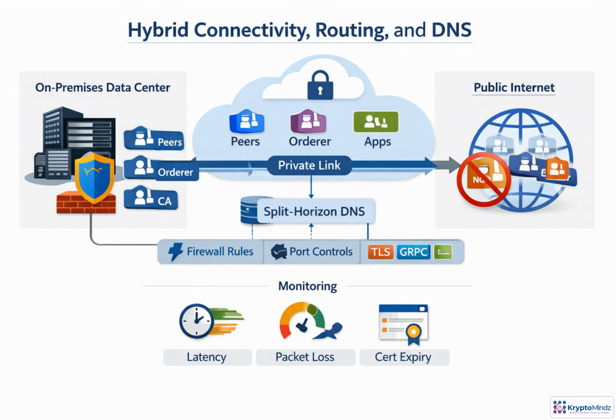For hybrid Fabric, connectivity must be private, predictable, and tightly controlled. Peers, orderers, CAs, applications, and monitoring tools should resolve stable internal names, even when they span cloud and on-premises networks. Use split-horizon DNS and coordinated routing so traffic follows trusted paths, not the public internet. Lock down the required ports for gossip, ordering, enrollment, gateway calls, and metrics. Then monitor latency, packet loss, link health, and certificate expiry continuously.